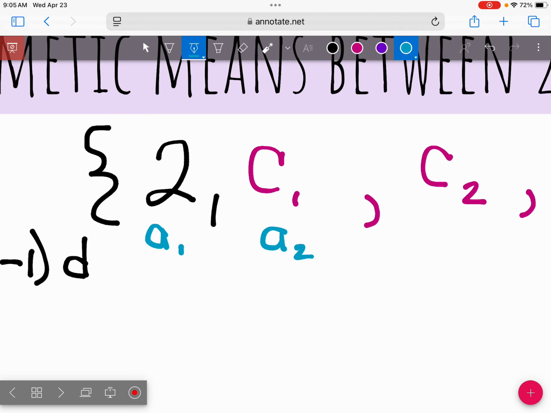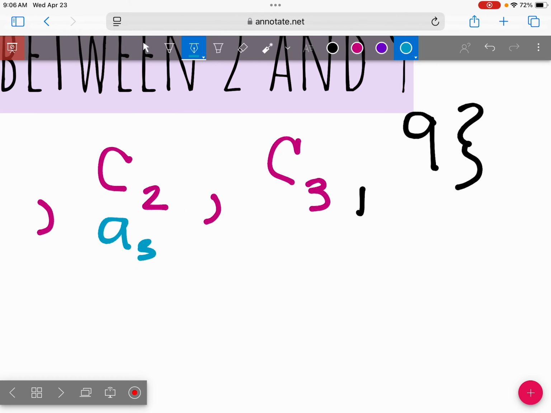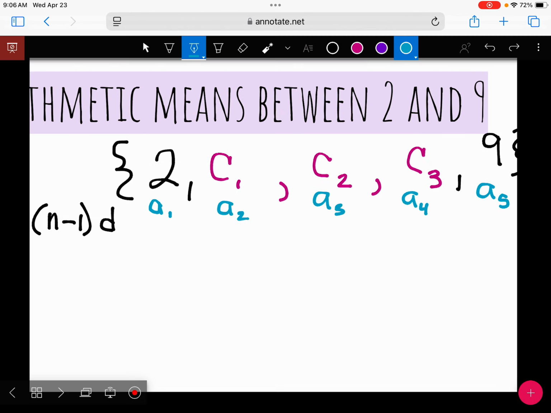This will be my second term. I don't know it yet though. This is my third term. I still don't know that one. I don't know my fourth term, but I know a sub 5 is going to be 9. So we can use that information.